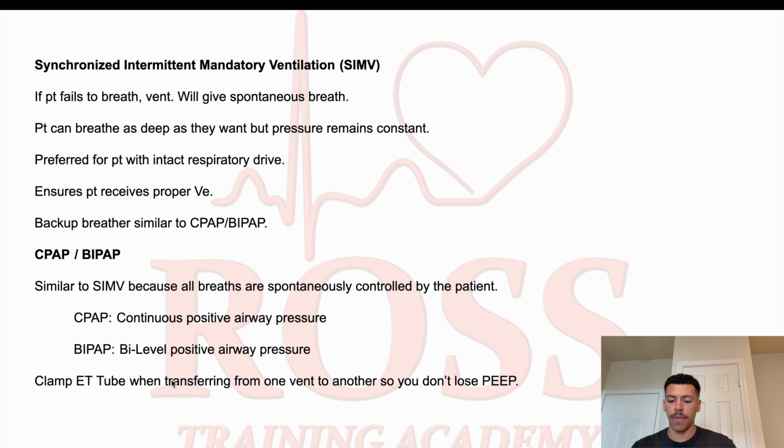And then down here, we have a real quick tip. Clamp the ET tube when transferring from one ventilator to another so you don't lose PEEP. And so if you aren't going to be using the facility's ventilator and you're going to use your ventilator, it is recommended to put one of your clamps on the ET tube, disconnect the hospital's, plug yours on, then remove your clamp, just so that the PEEP, the patient's lungs, remain inflated and we don't deflate them, causing more trauma.